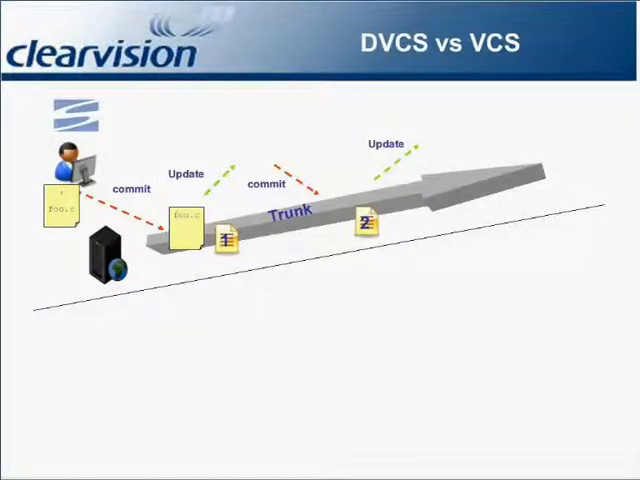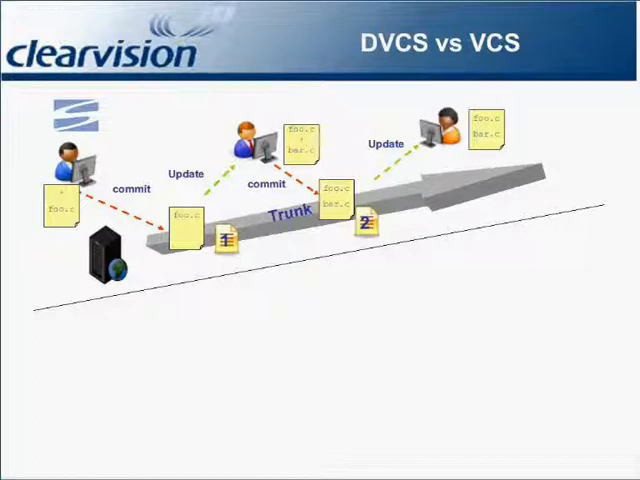So I just want to step through the centralized model very briefly. So we can see here that indeed the concept is that you commit, you put in your changes centrally, a developer updates, pulls those changes out, they then commit again, and we just keep repeating that process. So everything goes centrally to the server.